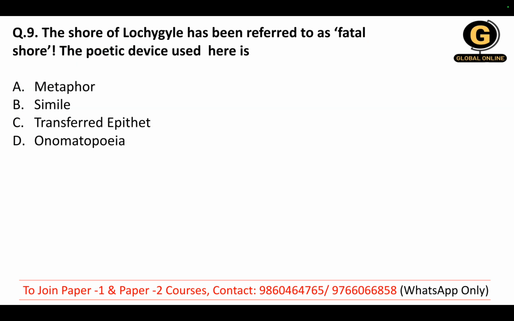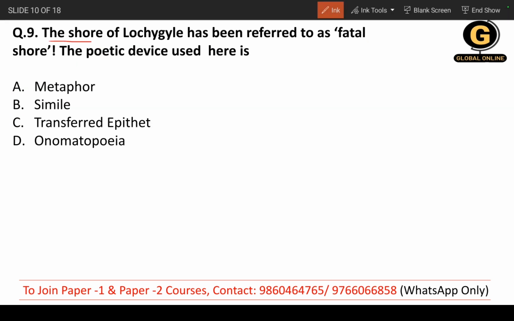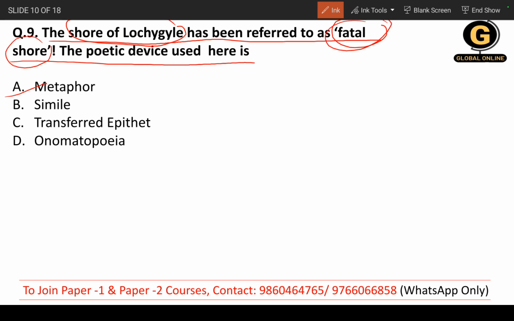So the next question. The shore of Loki gill has been referred to as fatal shore. What is the poetic device used here? Fatal means dangerous or likely to cause death, right? So metaphor cannot be the answer, because there is no comparison. There is only a substitute word used here. So simile cannot be the answer.